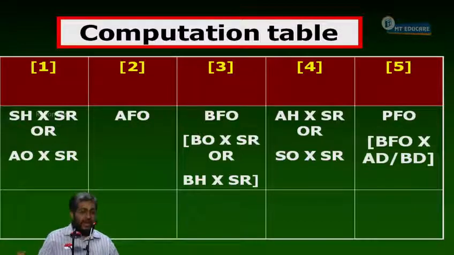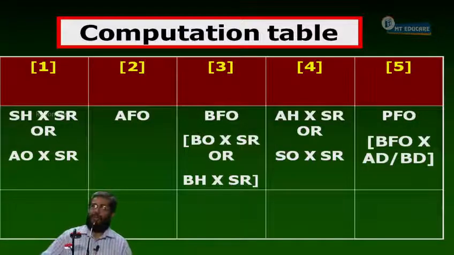Like variable overheads, how many steps are there? 3 steps. Step 1 is standard rate calculation. Step 2 is computation table. And step 3 is variance calculation. Standard rate, SR per unit is equal to BFO by BO. SR per hour is equal to BFO by BH.